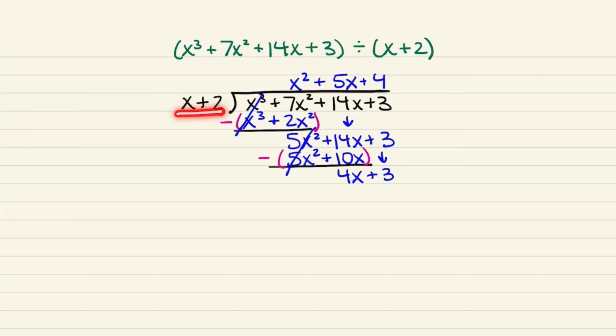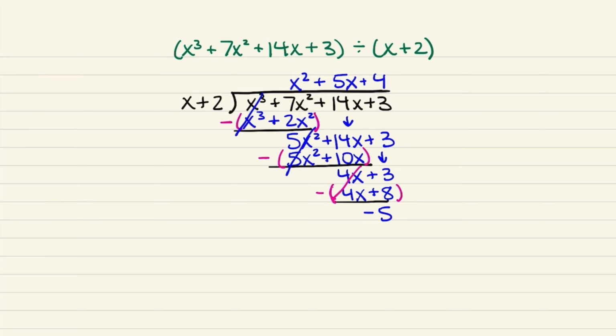Now x plus 2 times 4. X times 4 is 4x. 2 times 4 is positive 8. Now we subtract. 4x minus 4x cancels out. 3 minus 8 gives us negative 5.